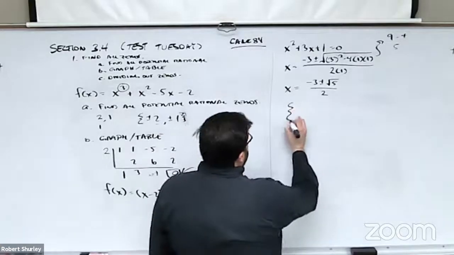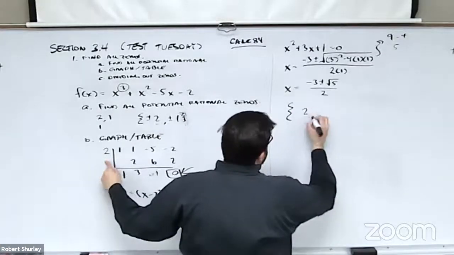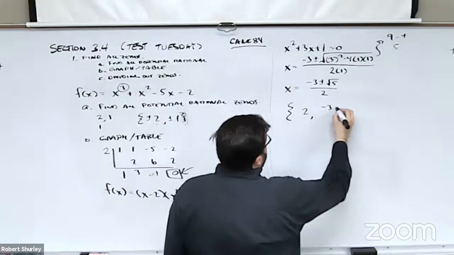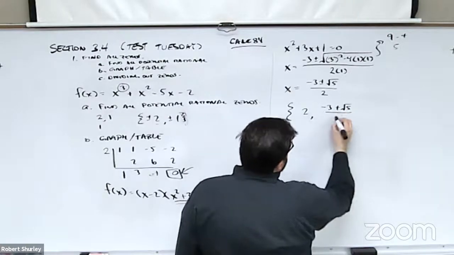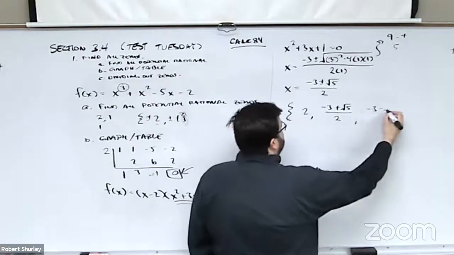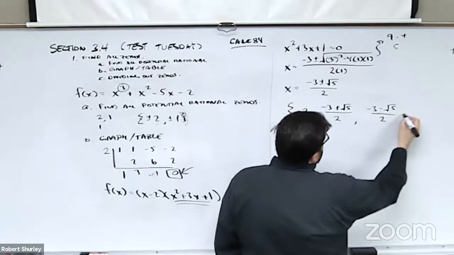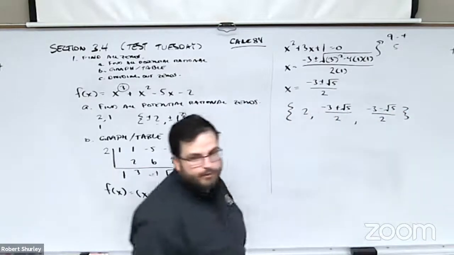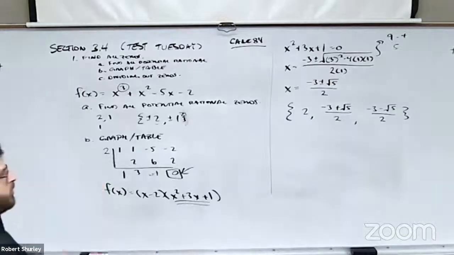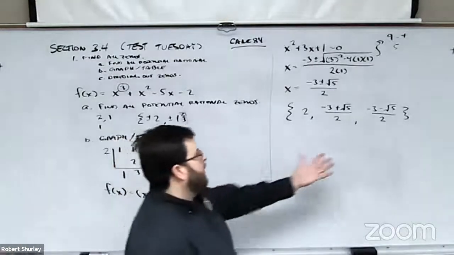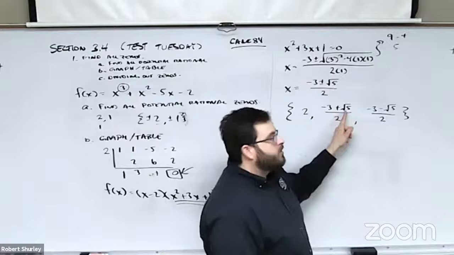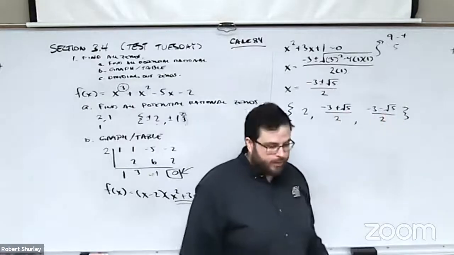So our three zeros are, well, the first one was 2. Then we've got -3 plus the square root of 5 all over 2, and -3 minus the square root of 5 all over 2. And notice these are complex pairs. This is a conjugate. -3 plus the square root of 5, -3 minus the square root of 5.